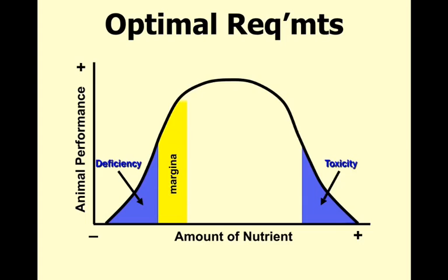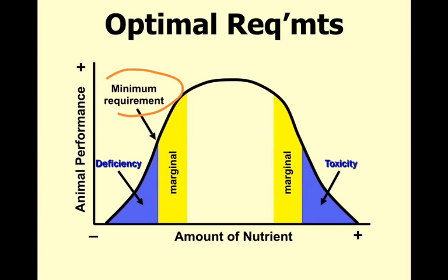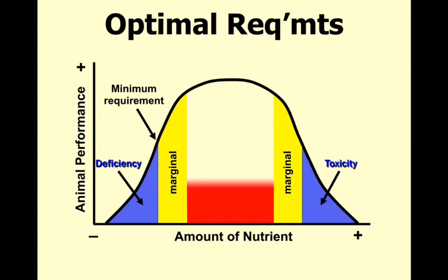Then we get into a couple of regions on either side of that that would be considered marginal in terms of meeting the amount of the nutrient needed to maximize performance. And we have our minimum requirement is actually at the bottom end of that marginal range for the deficiency. That's where most of our requirements are. And so you can see that we would likely want to still increase our requirements slightly above those minimums to be able to achieve what we call optimal performance.